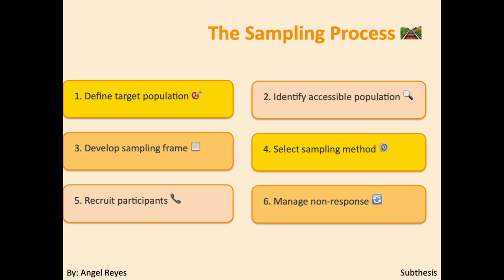Follow this systematic approach. Define your target population specifically. Identify your accessible population realistically. Develop your sampling frame carefully. Select your method strategically. Recruit participants thoughtfully. Manage non-response professionally. Each step builds on previous ones. Careful attention early saves problems later.